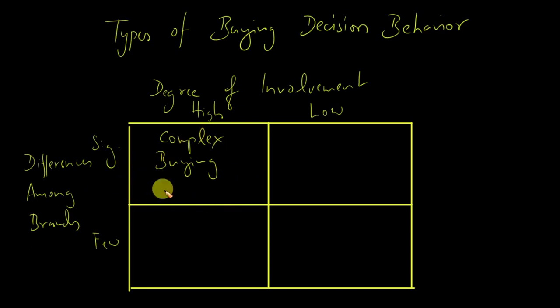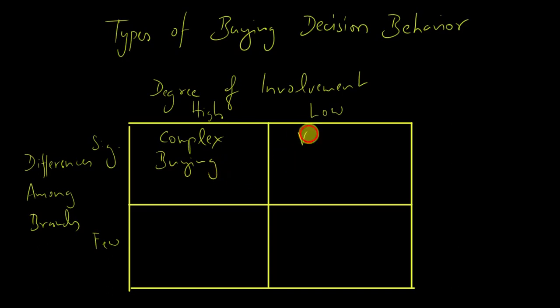So here in complex buying, the buyer will go through a learning curve, learning about the product, forming attitudes about the product, and then a very thoughtful purchase decision is arrived at. So marketeers who are dealing with such products where complex buying is involved should understand how the customer goes through the evaluation process and the information search process and help them in this information search and evaluation. Let's go to the next one.